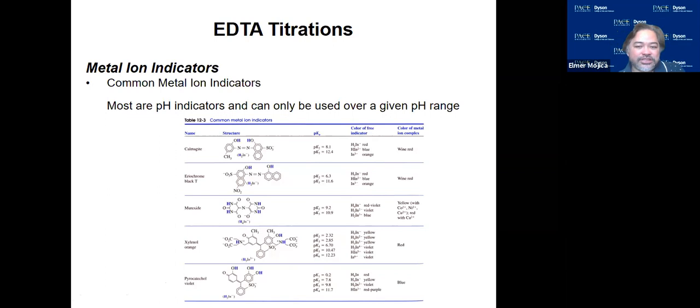The way that you look at them is they can have different indicator colors: red, blue, orange, red, blue, orange, red, violet, violet, blue. This depends on the pH, but the one that we have is just the red and the blue. The color of the metal ion complex is wine red. So if you have a wine red, that means the metal is in complex with the indicator.